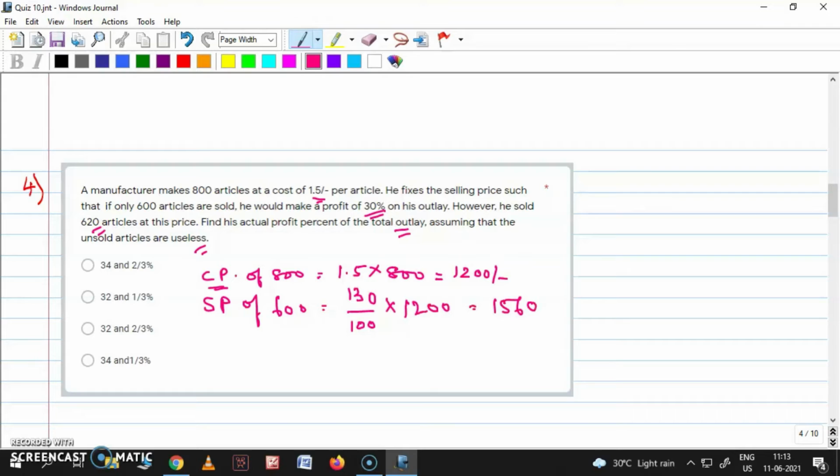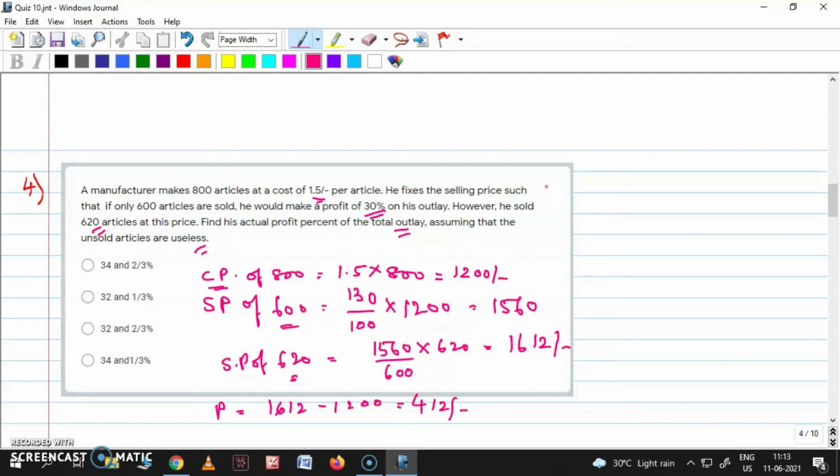Similarly, what is the selling price of 620? This is the selling price of 600 and this is the selling price of 620. So this should be equal to 1560 divided by 600 into 620, which is equal to 1612 rupees. This is the selling price of 620 articles. Now what is the profit? Profit is equal to selling price minus cost price. The selling price is 1612 and the cost price is 1200, so the profit is 412 rupees.